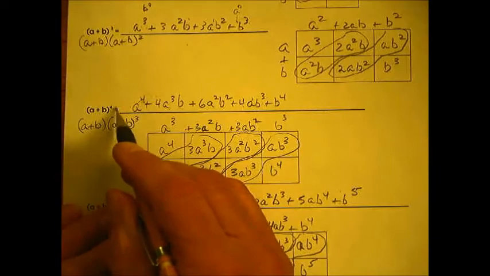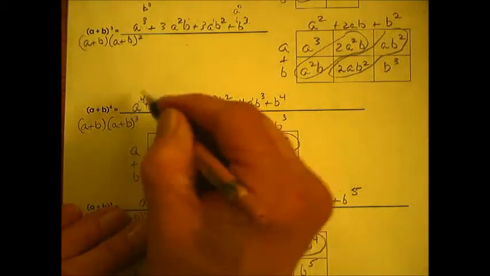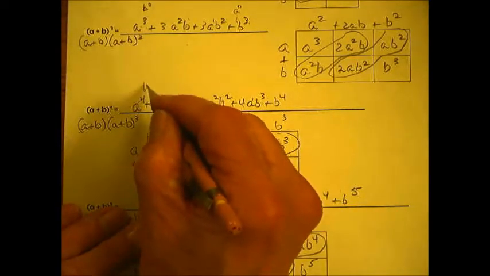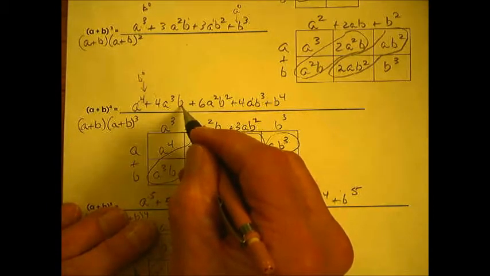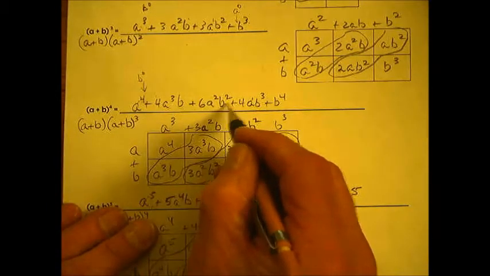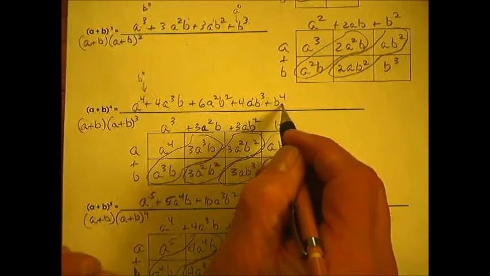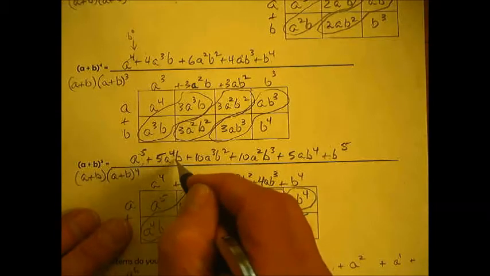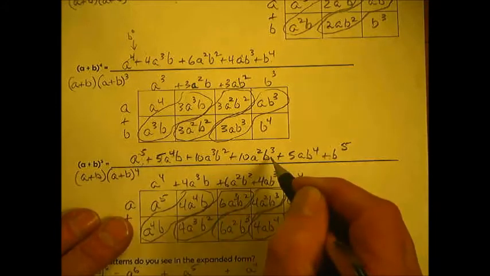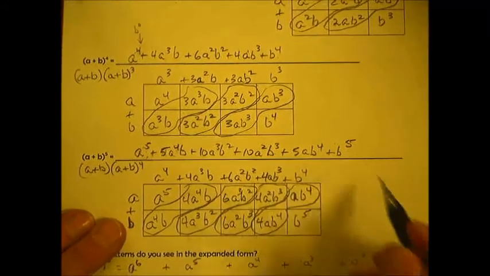For a plus b to the 4th, I have no b in the first term, but I do have that missing b to the 0, which is 1, then b to the 1, then b squared, then b cubed, and b to the 4th. This one, I have my missing b to the 0, and then b to the 1, 2, 3, 4, 5.